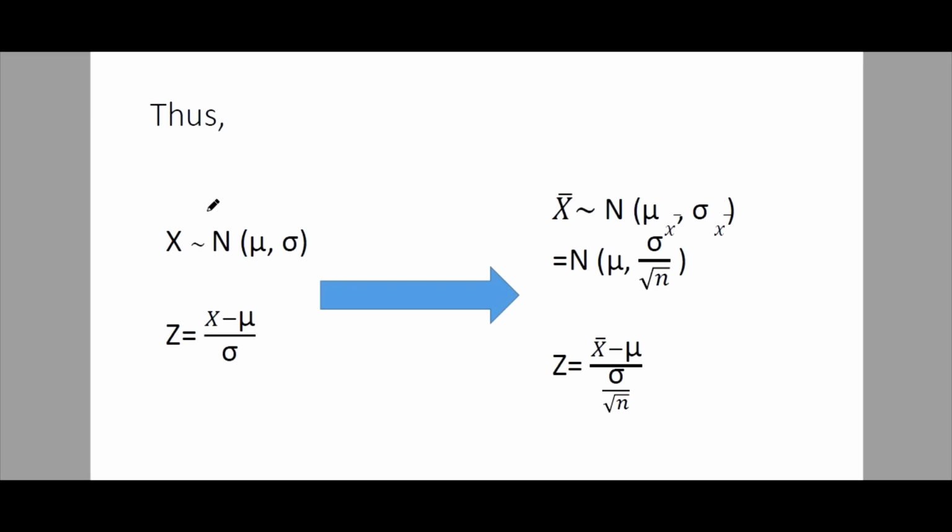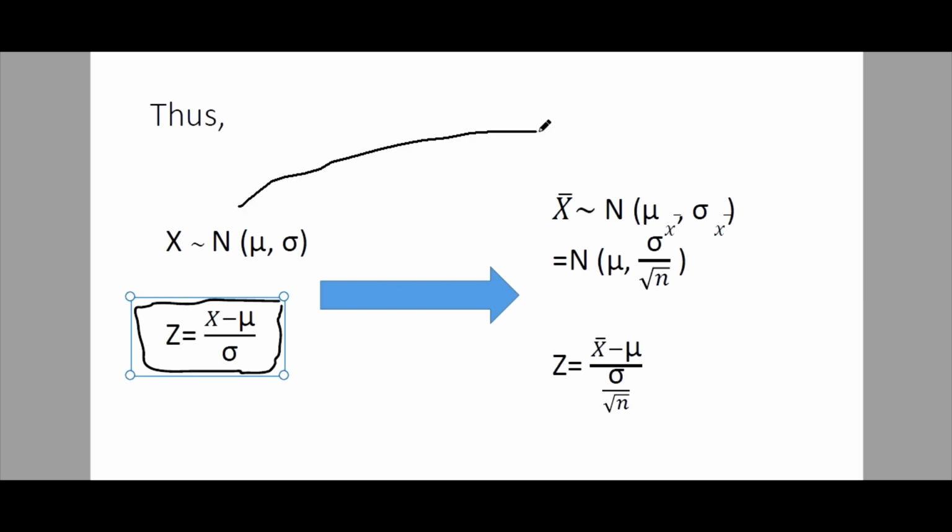Now, a random variable x is approximated by a normal distribution with a mean mu and a standard deviation sigma. And our standardized formula for this one to get the z-score is this one. Now, since we're talking about the sample means, we can just substitute some values from here. So we're talking about x bar.